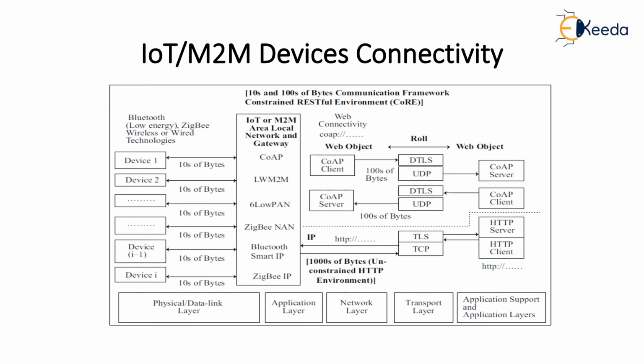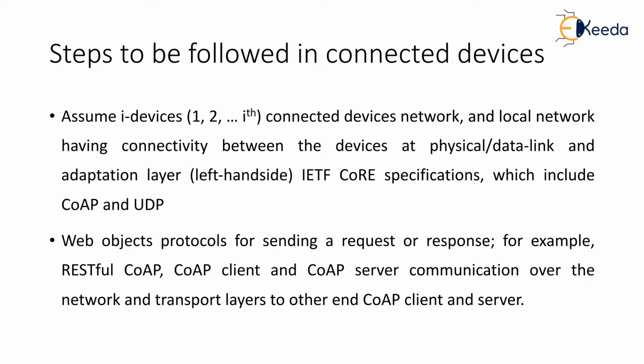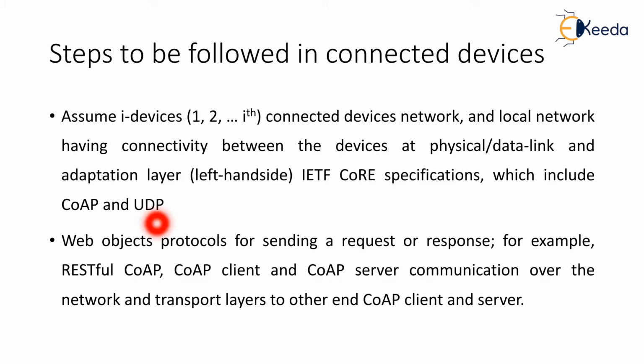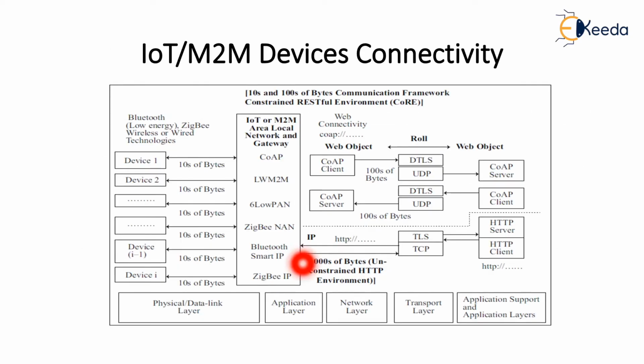This local area network uses the physical data link layer, and then the adaptation layer, which on the left side has the IETF core specifications, which include CoAP and UDP. So there are web object protocols for sending a request or response. For example, a RESTful CoAP client and server communicate over the network and transport layers to the other end CoAP client and server. So this takes place between the network and transport layers, these two layers.